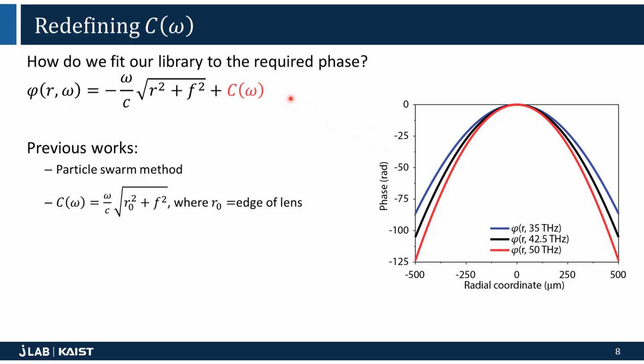Additionally, since phase is relative, we can also add a frequency-dependent constant, c omega, for our design framework, which we do here. Previous design methods have used, for example, the particle swarm method to fit meta elements to the phase curves and to fit c omega. Other works have tried to define c omega based on their lens requirements. Both methods are valid and work okay, but not perfectly, since the lens size and focal length are defined before fitting the curves. The last method also says that the phase for all wavelengths should be 0 at the edge of the lens.